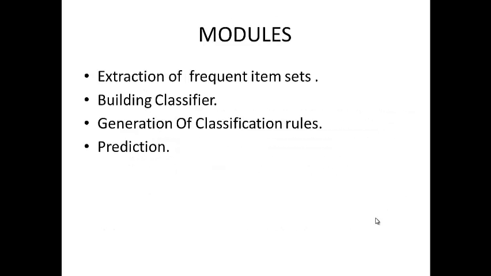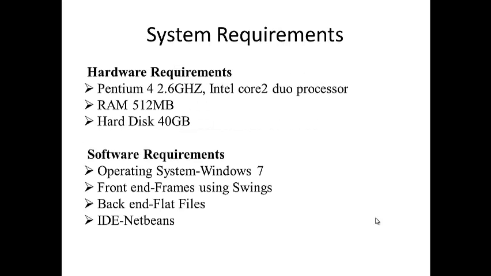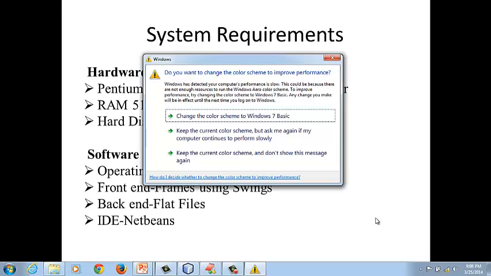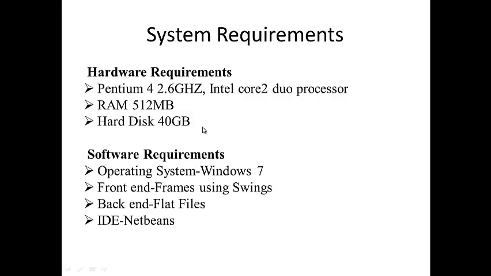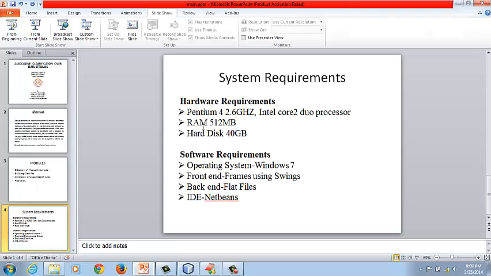Modules present in the project are extraction of frequent item sets, building classifier, generation of classification rules, and prediction. The system requirements are hardware requirements and software requirements. Hardware requirements: Pentium 4 2.6 GHz Intel Core 2 Duo processor, a RAM of 512 MB, hard disk of 40 GB. Software requirements are operating system Windows 7, front-end frames using swings, back-end flat files, IDE NetBeans.